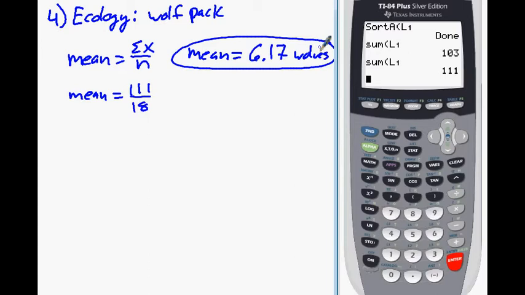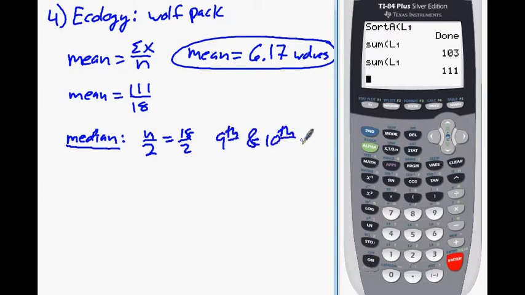So it might make more sense just to say 6 wolves. I don't know how much we could have 0.17 of a wolf. Median, right, our n over 2, n over 2 is of course 18 over 2, which is going to be 9th and 10th positions.